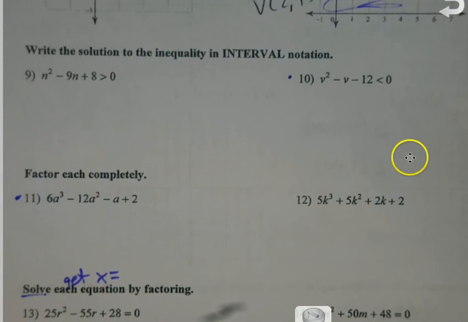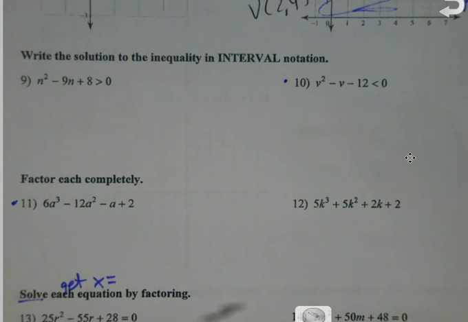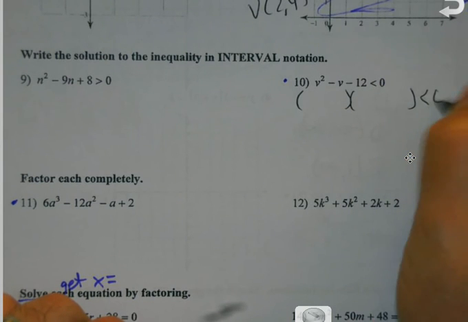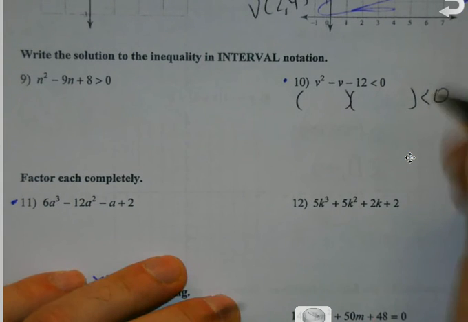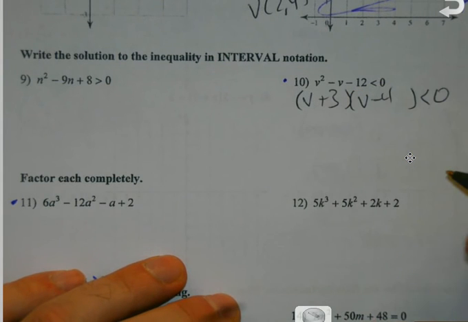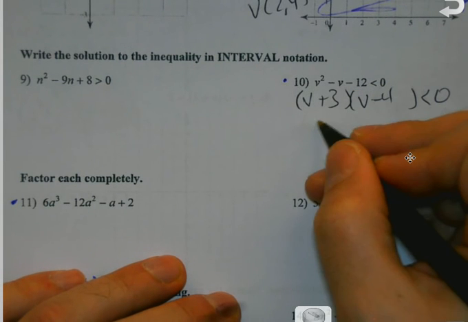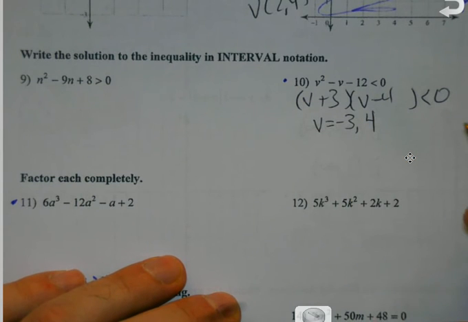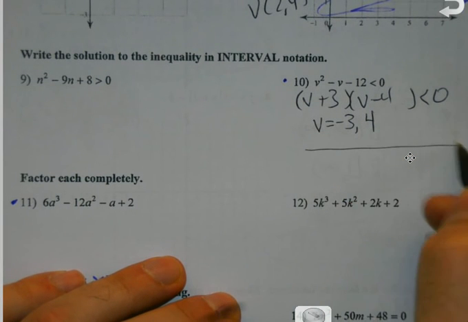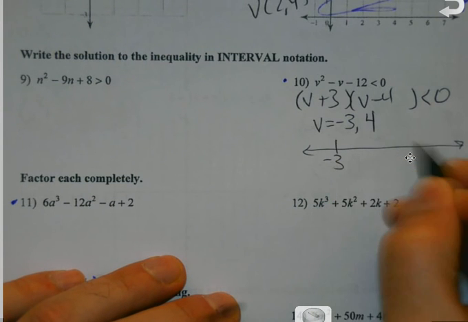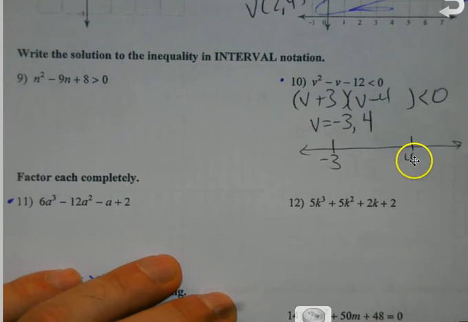More interval notation, but this time I don't give you a graph. Well, what do I do then? I factor it. I could use the quadratic formula, but that's going to take longer. So I go ahead and I get this factored. Find out that my v values, or my zeros, would be negative 3 and 4. Again, this is just me. It depends on if you can just look and see by looking at the inequality what it's going to look like, or if you're a little more visual.